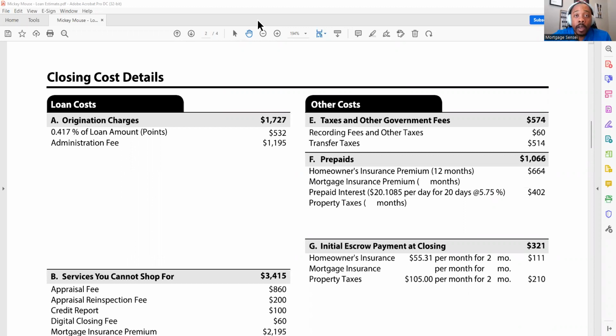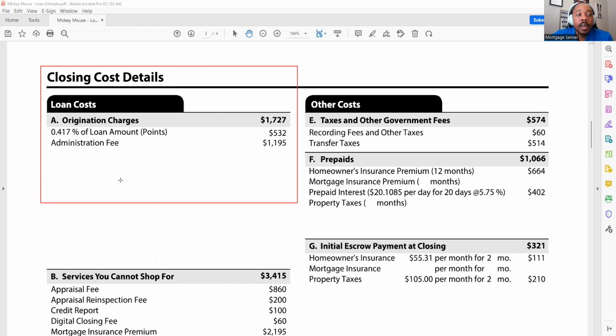Now, this tends to get very confusing for a lot of people because this is not a normal document that most people are looking at. So one of the things that we want to do is just kind of start going through this. First things first, here you have your closing cost details. You have your discount points in which you're getting the rate, and then you have an administration fee. This is an underwriting fee.